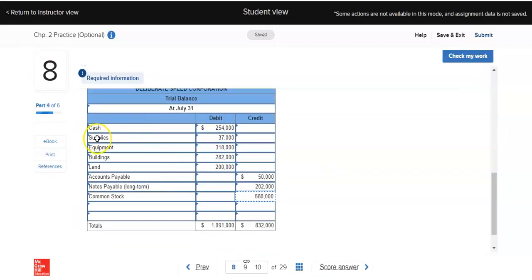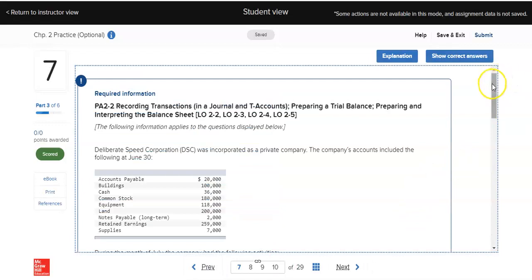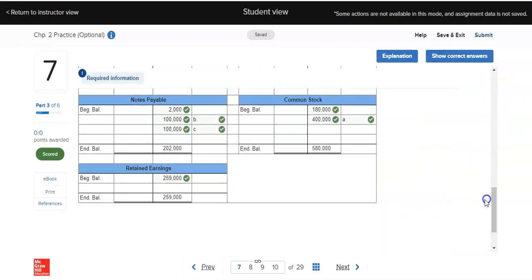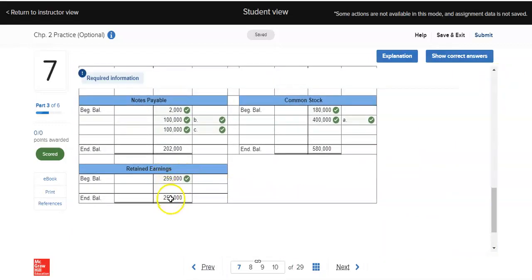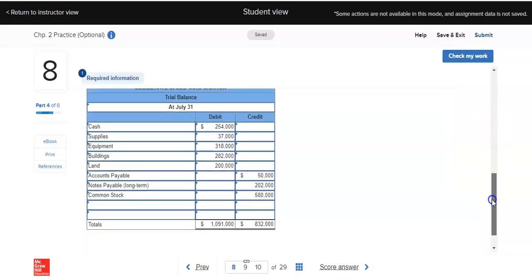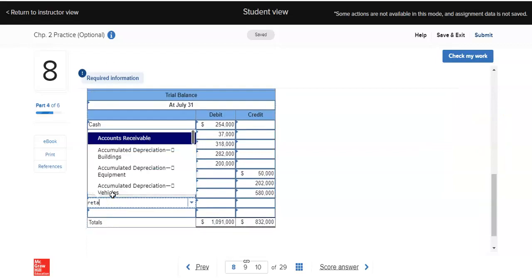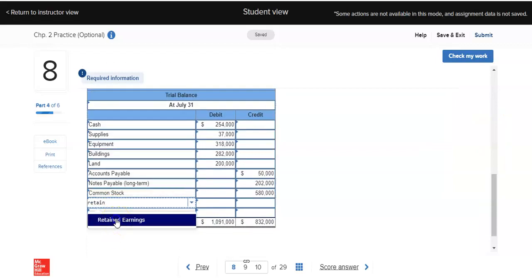Okay, I've entered in the names of the accounts and their ending balances. I've got one more left, and that's the retained earnings account. It's got a right side or credit balance of 259,000. So I'm going to type in retained earnings and a credit or right side balance of 259,000. And my debits equal my credits.